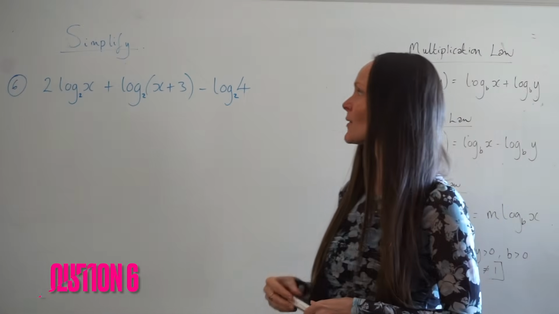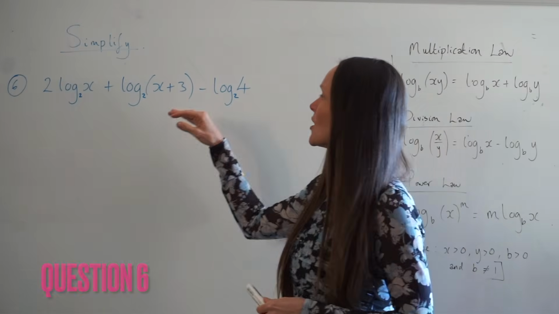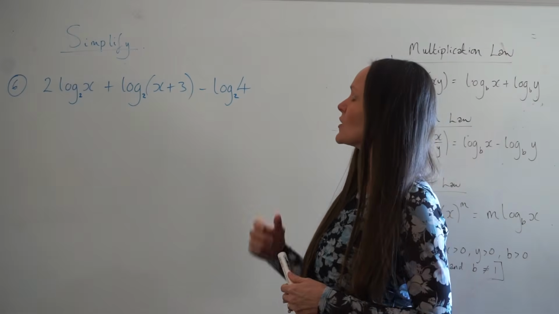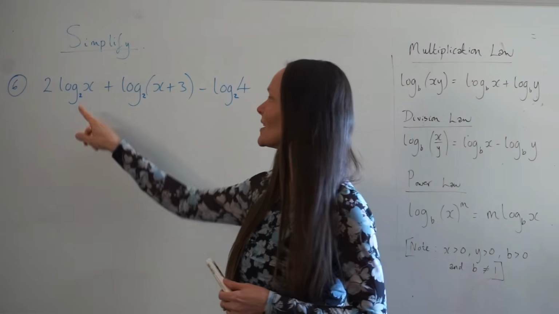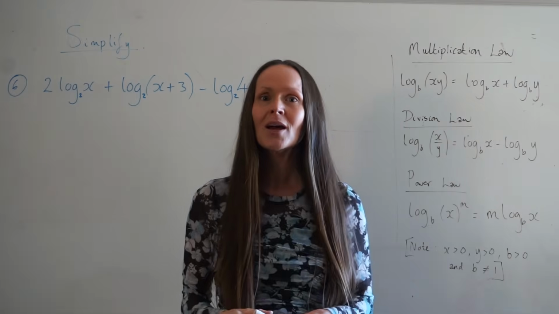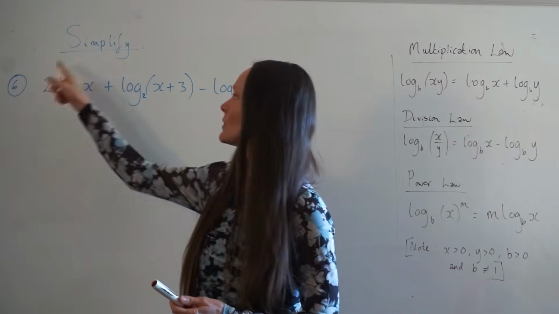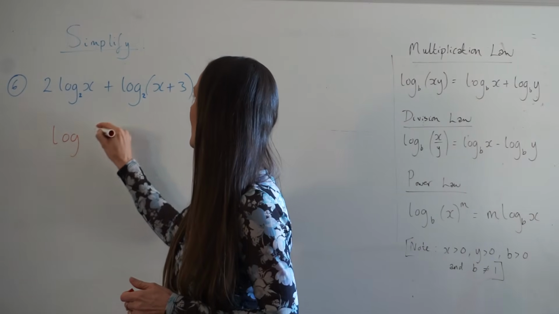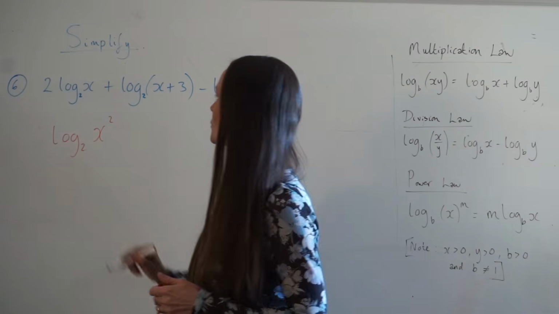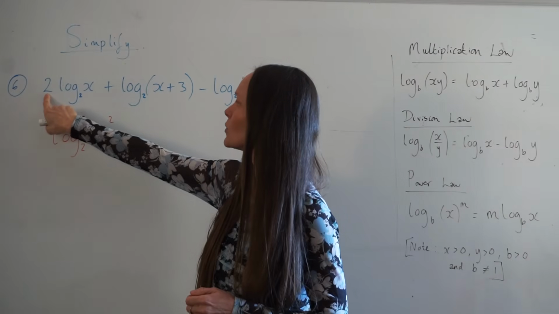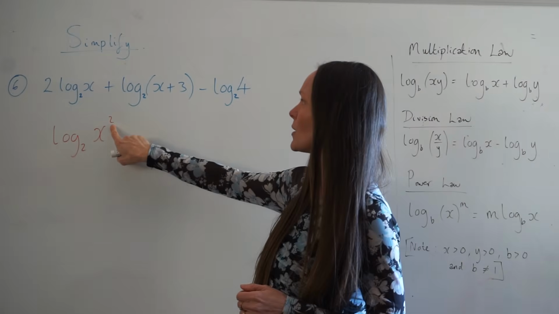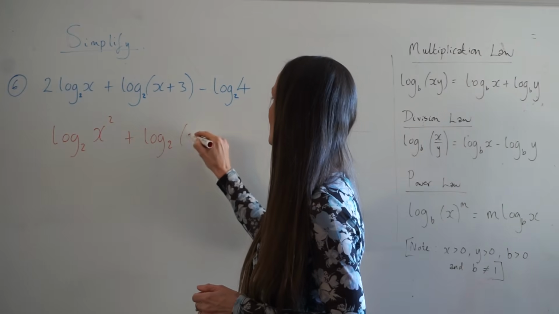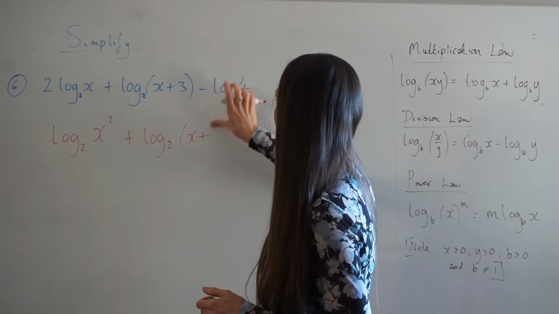In question 6 we have to simplify 2 log x plus log x plus 3 minus log 4 with base 2. If we look at the first term, I can see the logarithm is being multiplied by 2, so we're going to use the power rule to rewrite the first term. So it's going to be log x squared base 2. Remember this number that's been multiplied with the logarithm becomes the power. And I'm just going to rewrite the other two terms as they are for the first line of working.